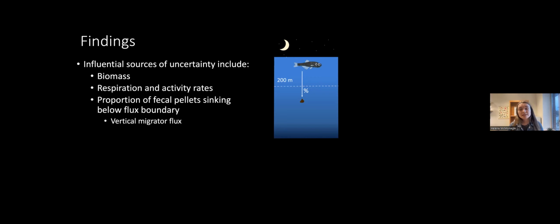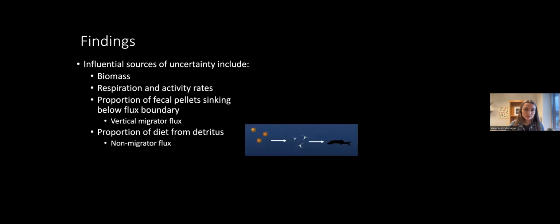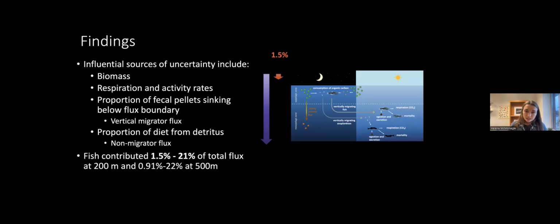What this could look like is either getting remineralized into carbon dioxide at a shallower depth, or leaching out as dissolved organic carbon before passing that flux boundary. And then for the non-migrators, again, like we saw earlier, that proportion of diet that's from detrital versus non-detrital origin is pretty important.